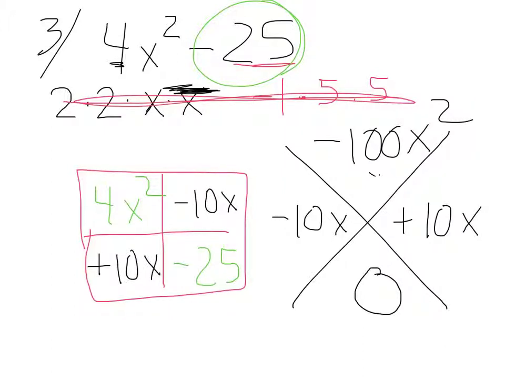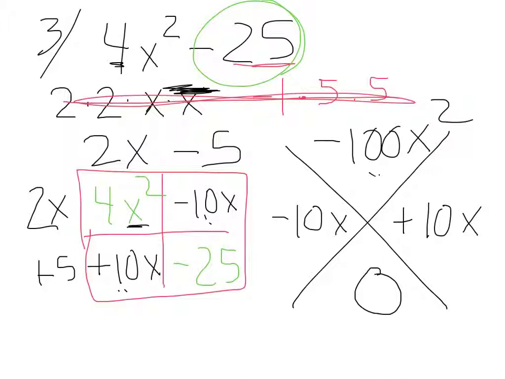All right, let's finish it. 4 times x times x is your x squared. Now I got 4. 4 is 4 times 1? No, it doesn't work with the 10s. So I'm going to use 2 times 2. That's correct. Good job. Now let's plug in these negative 5 and plus 5. And that's my answer. There's my factor.